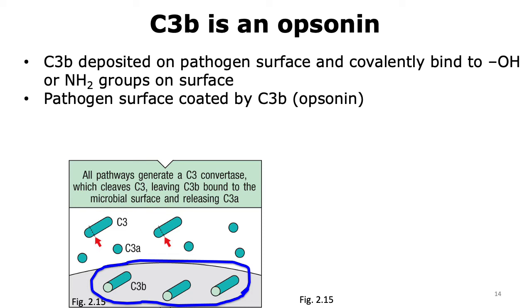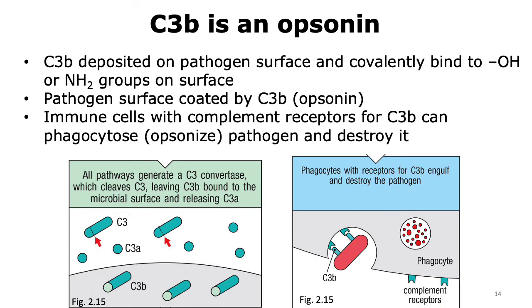An opsonin is an agent that promotes opsonization, which is another name for phagocytosis. So immune cells that have complement receptors that recognize C3b can phagocytose the pathogen that is coated with C3b, and thus it can destroy the pathogen.